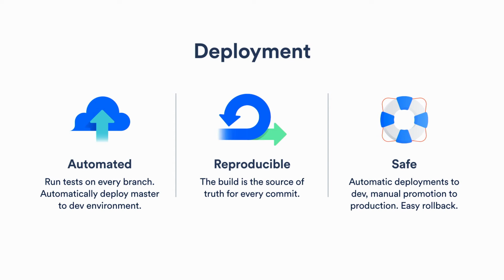If I merge something into master, I want that deployed to my dev environment, and I want a manual promotion to production. I definitely want them to be reproducible, so I don't want to build something locally and push that out to production because maybe my node modules directory is a bit out of date, and any of those things can happen. And I want it to be safe as well, so I want to go through multiple stages, and I want an easy way to roll back if something goes really wrong.